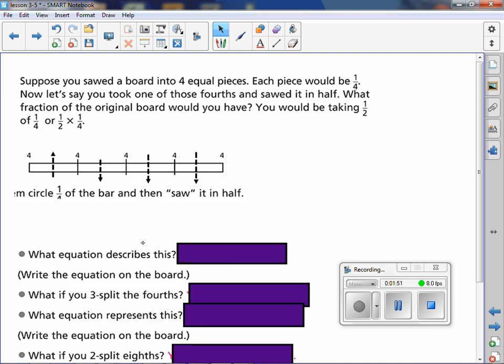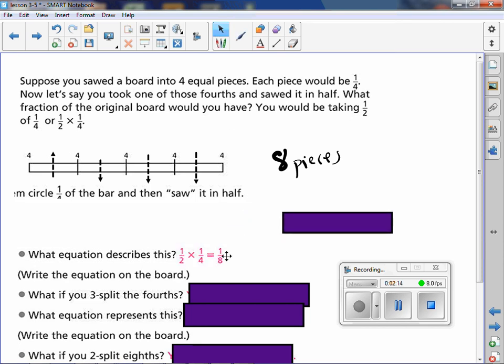Okay, so what equation could describe this, and what do I get when I split it up? When I split it up, how many pieces do I have? Well, I have eighths now, right? So I end up ultimately with 8 pieces. So the equation that represents this is 1/2 times 1/4 equals 1/8, right? Because this one little chunk would just be an eighth.